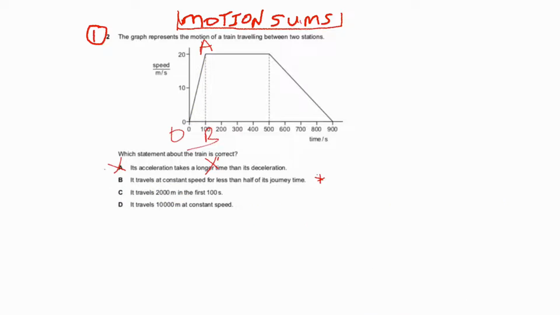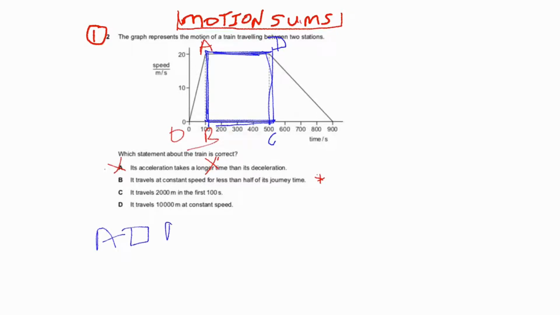For option D, let's look. It travels 10,000 meters at a constant speed. Constant speed is this part, which is parallel to the x-axis. So this is the constant speed. We will find out the area of this geometrical figure, the area of a rectangle or quadrilateral. We will name this ABCD.